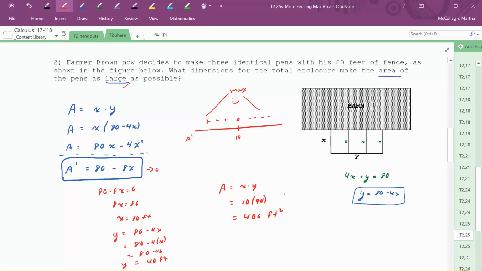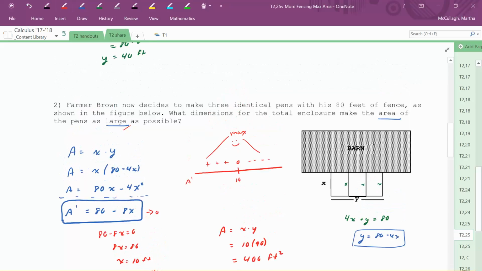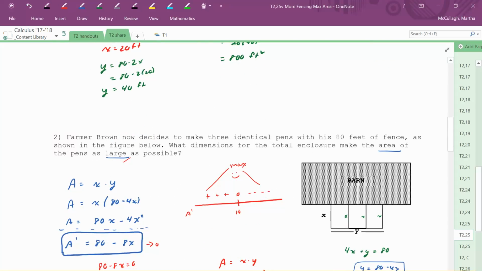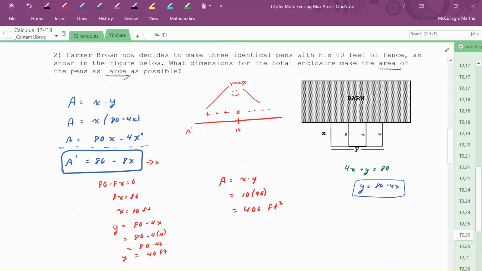So clearly less overall space for his animals than he had if he just made one big pen, but he had to use some of his fencing for these dividers.